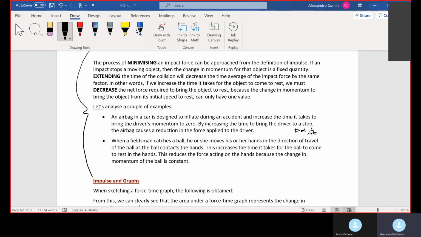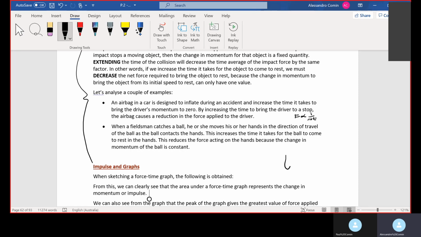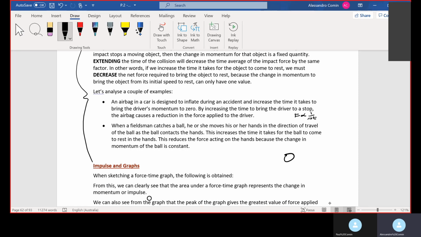Another example is in baseball. You'll notice that in baseball or softball or any of those sports, when they catch the ball, they always move their hand in the direction of the ball to catch it. They never move their hand against the ball when they're catching it. That's because if you move your hand in the direction of the ball, this is going to increase the time it takes for the ball to come to rest in the hands. And by F is proportional to 1 on delta t, that's going to reduce the force on the hand.